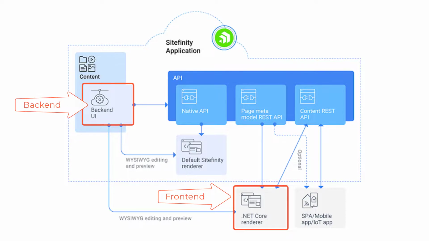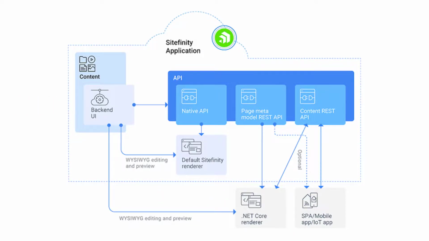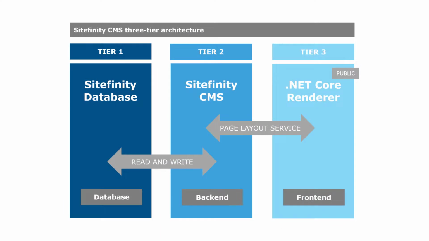So this separation changed the architecture of Sitefinity from the two-tier architecture to a three-tier architecture, with tier 1 being the Sitefinity database, tier 2 being the Sitefinity CMS or site backend, and the third tier is the .NET Core renderer, which is outside of Sitefinity as its own application. And it's the separation of the backend and the front end that makes the .NET Core renderer extremely beneficial. And we'll discuss these benefits in our next video on Sitefinity .NET Core, so stay tuned.